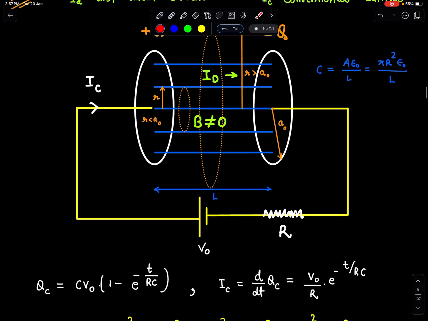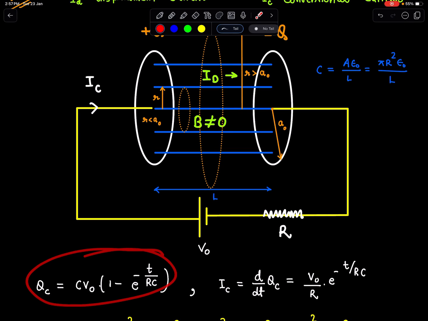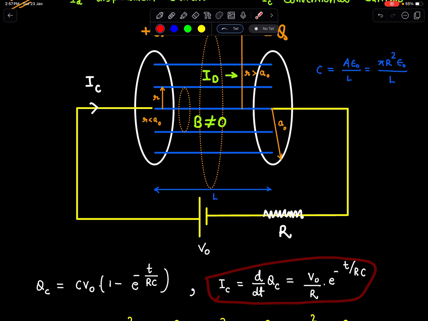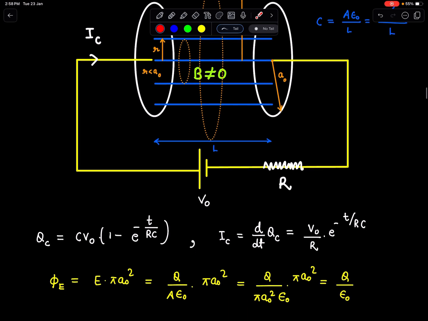All right, so charge on the capacitor is known to us. It is the standard formula for charging of a capacitor. Now from here I can write the conventional current which is flowing through the wire, which is I C. It is d by dt of Q C, so that is also known to us. These are standard formulas. Most people will have an idea of this.